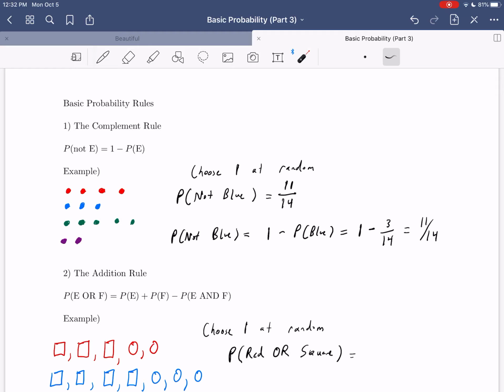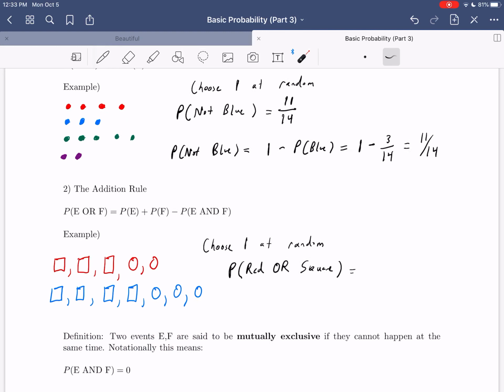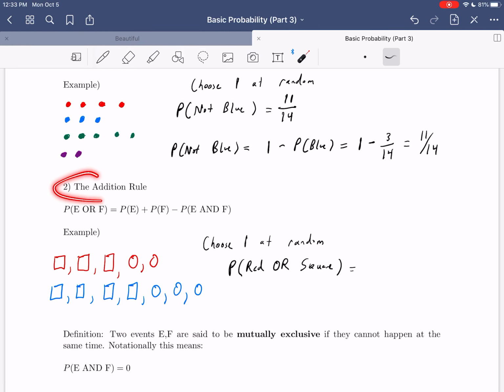So you should really think about this, when we're doing these examples, as getting to practice this complement rule in preparation for needing to use it later on. All right, let's look at another probability rule called the addition rule.